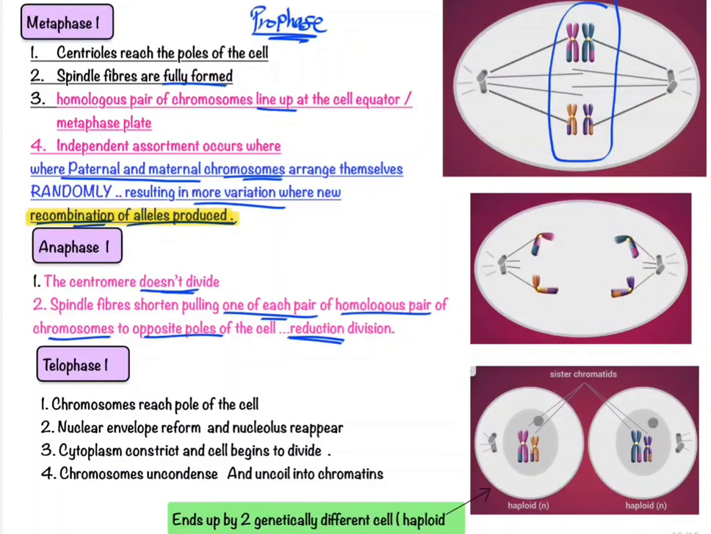You get me? Okay. In telophase 1, it's also the same thing as mitosis. In telophase 1, the chromosomes reach the poles of the cells, then the nucleolus reappears, the nuclear envelope reforms, the cytoplasm constricts and the cell begins to divide. We're now going to have two separated cells. And not only that happens, but also the chromosomes uncondense and uncoil into chromatin.